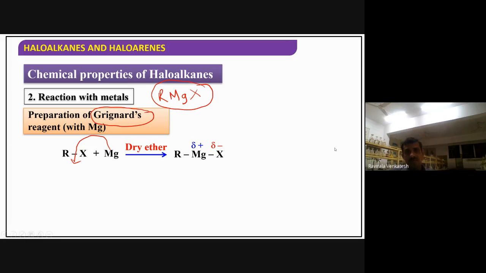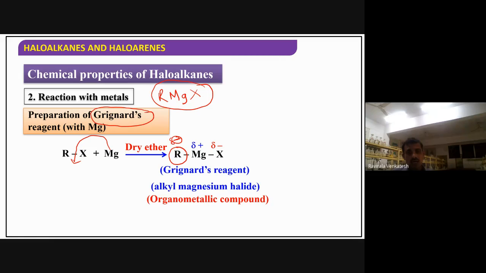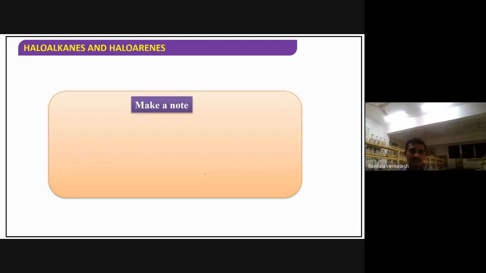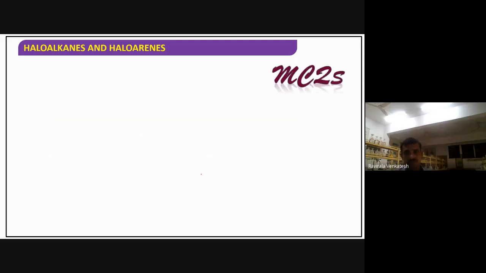Now if you observe here, in this case, this R is getting negative character, which is very, very important for us. The metal magnesium will get positive character and R, the carbon, will get the negative character. There is a use of this. So alkyl magnesium halides are nothing but organometallic compounds. What is the meaning of organometallic compound? Organo means carbon chain, metallic means magnesium compound. We'll see some examples here.